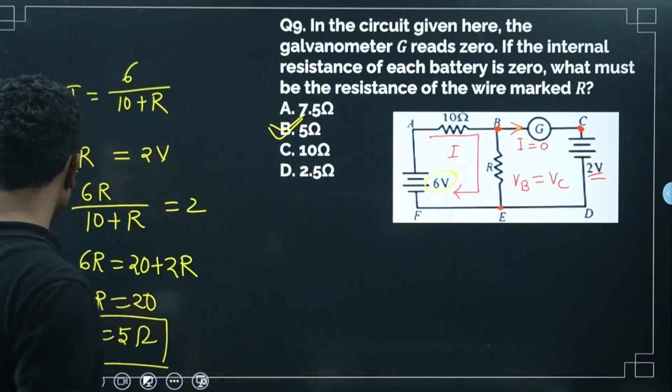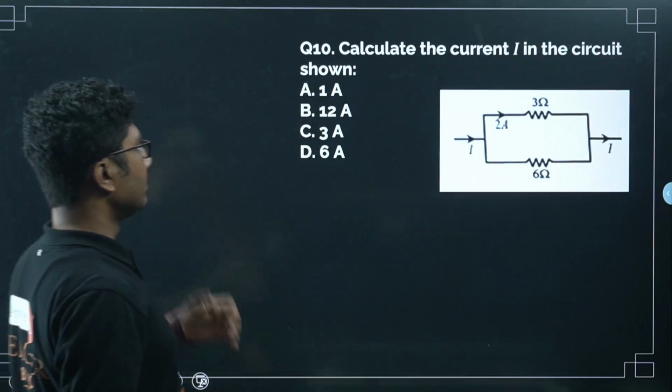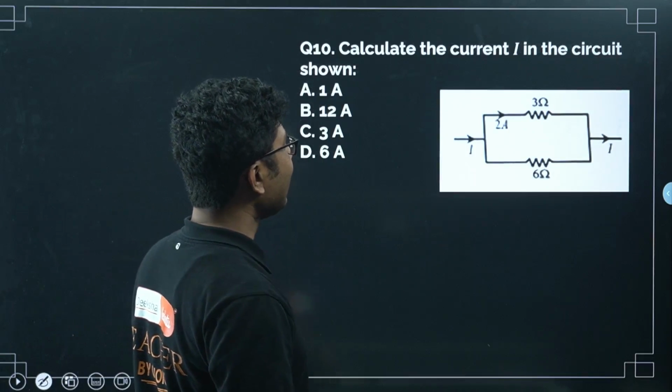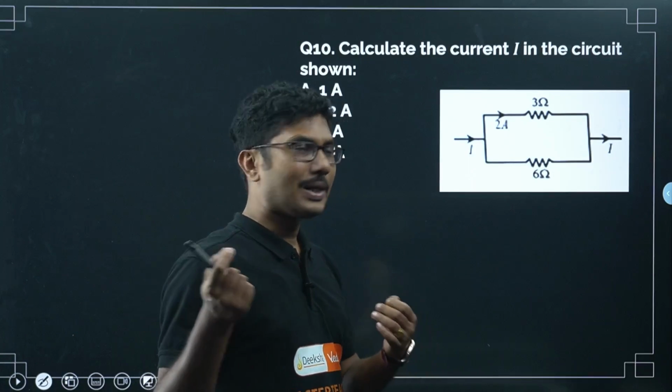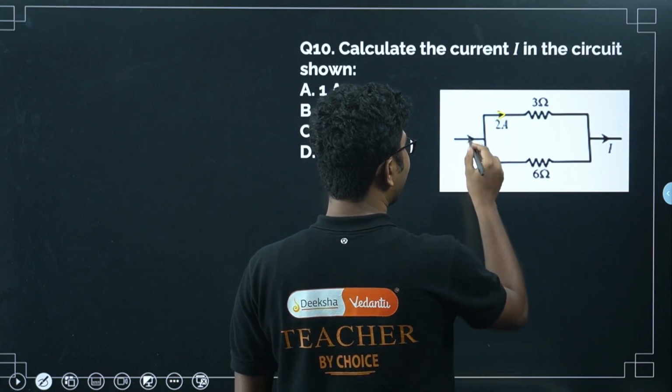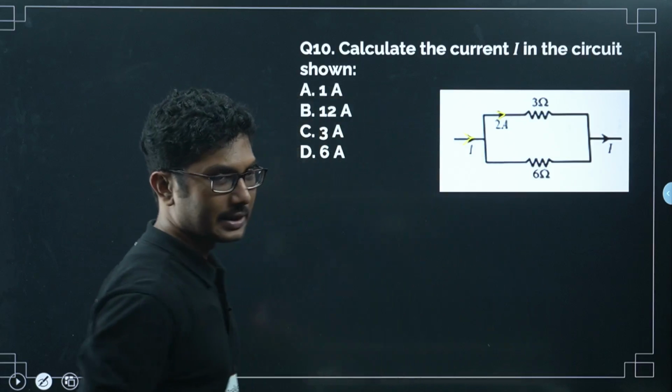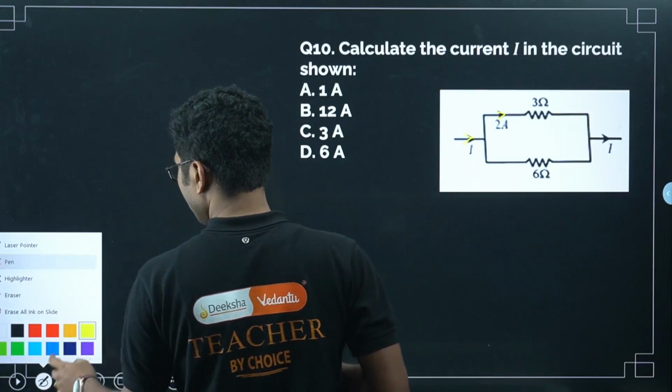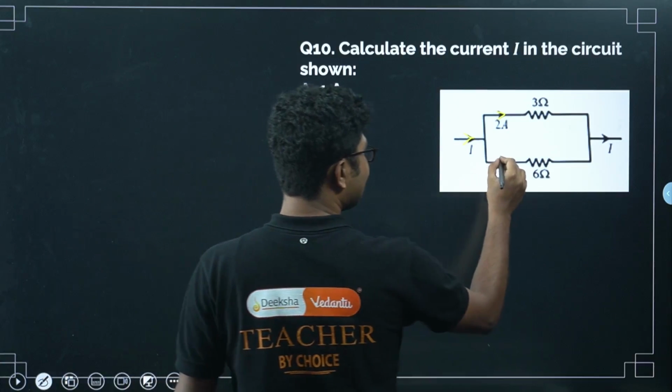Now, calculate the current I in the circuit. Another simple question. They have given you this current 2 A, and they have asked you to find the current in the outer circuit. So what you have to do is find the current in this branch.